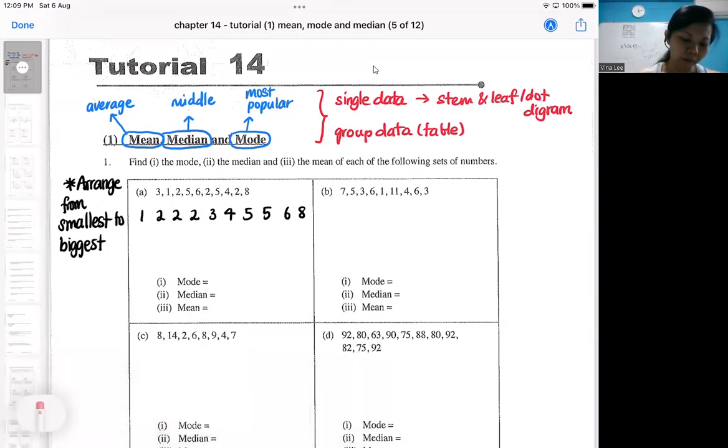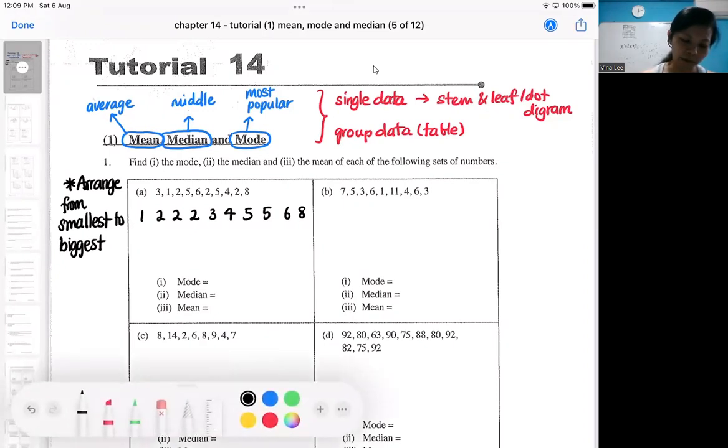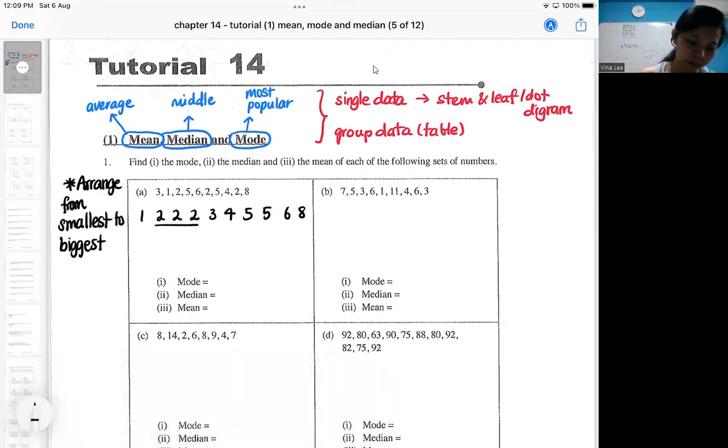You also count the total. If there are 10, after arranging, you should have 10 as well. So arrange them first. Once you arrange, it's very obvious who is the mode. This is very popular, so this is the mode.